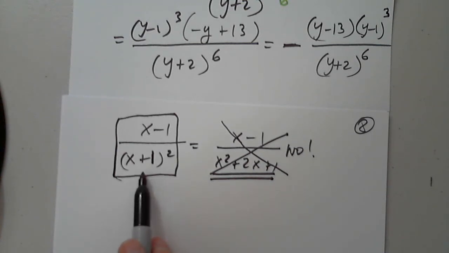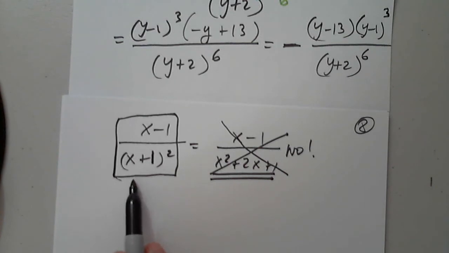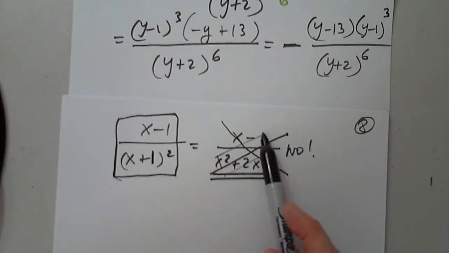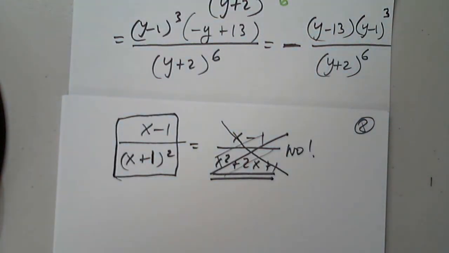Here I can tell you that x cannot be negative 1, but here I have to factor to tell you that x cannot be negative 1. So we do not want this. We want this. Okay. Is this clear? All steps? Everyone?